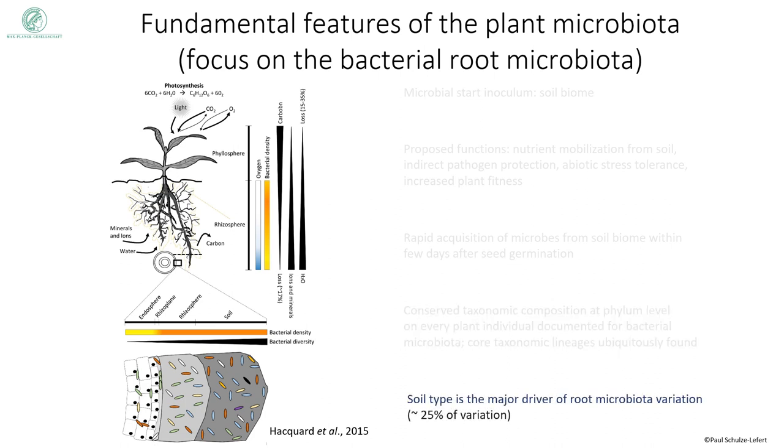And the last important feature: soil or soil type is the diet of plants, and therefore it's perhaps not surprising that soil type is the major driver of root microbiota variation, explaining about 25% of the variation of these root-associated communities. And certainly the soil biome differs in each different soil type.